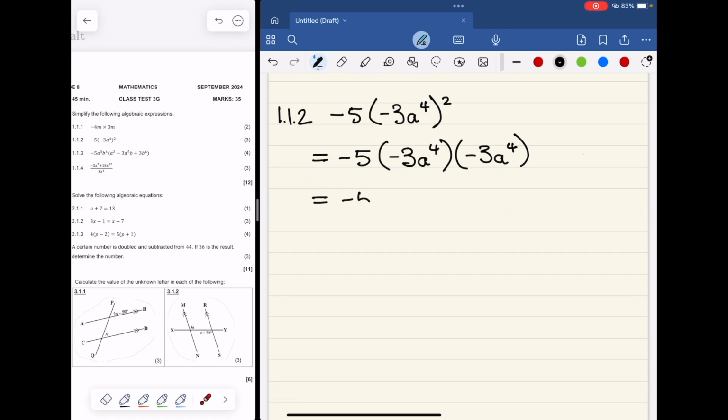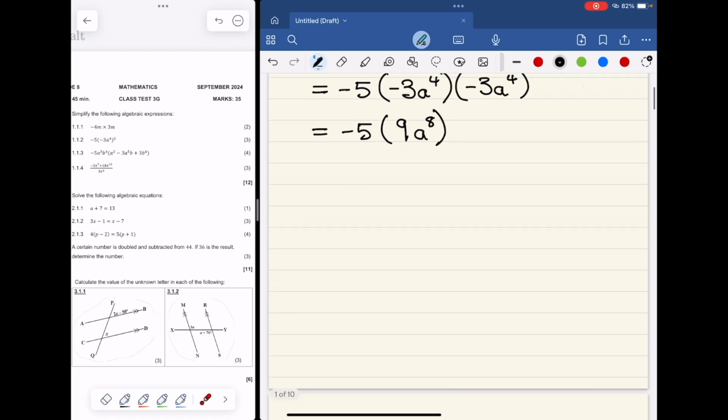Now you've gotten rid of that exponent, and you can now multiply easier. So the negative 5 will still keep outside, but now for the bracket, we can easily see that we can multiply negative 3 with a negative 3, and we can multiply the a's together. So if I do that, I've got negative 3 times negative 3. That gives me a positive 9. And a to the power 4 times a to the power 4, we're going to add our exponents, 4 plus 4, so that gives me a to the power of 8.